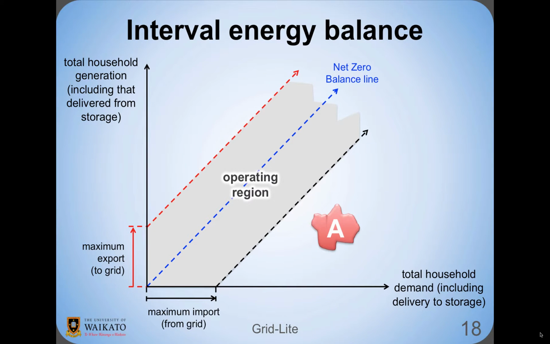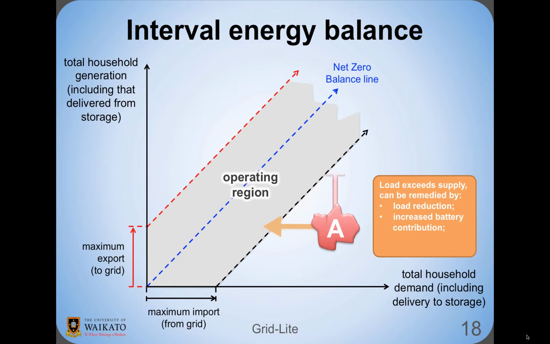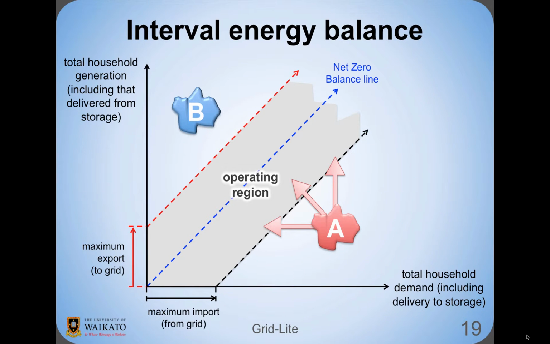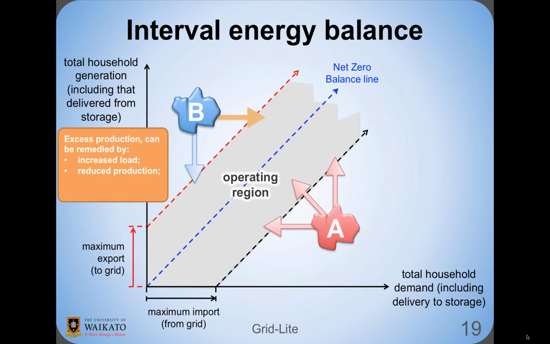Now suppose the load and generation at a particular time would have the system operating in region A, outside of the operating region. Here the load exceeds supply, and to fix this we can either reduce the load or increase battery contribution, effectively increasing the total household generation, or possibly we could use a combination of both measures. If the load and generation combination led to an operation in region B, where production exceeds the load, we can correct this by increasing the load, or by reducing production, or again by a combination of both.